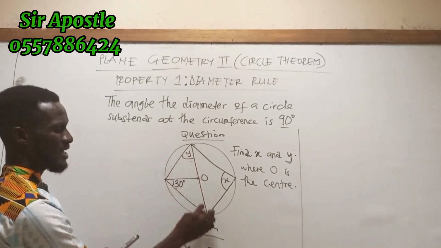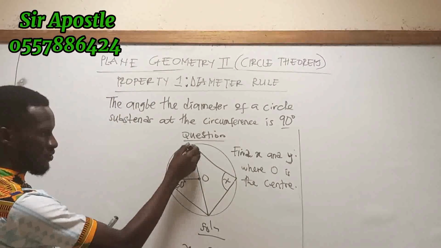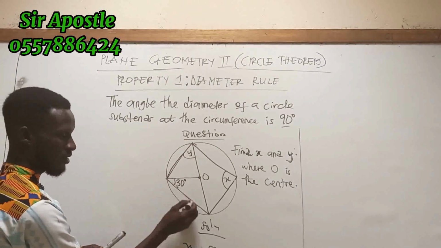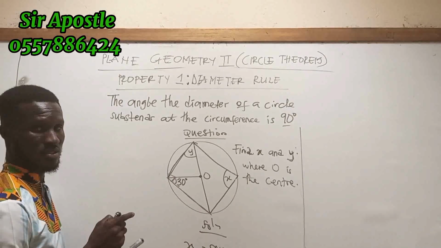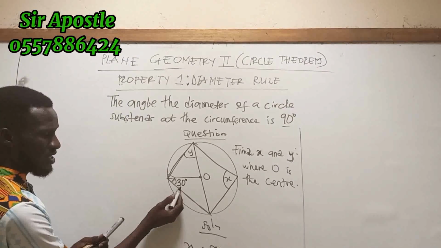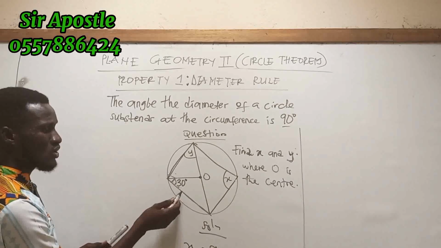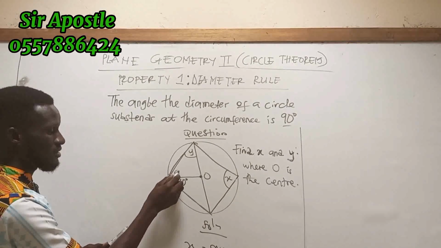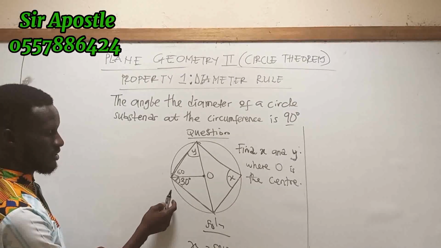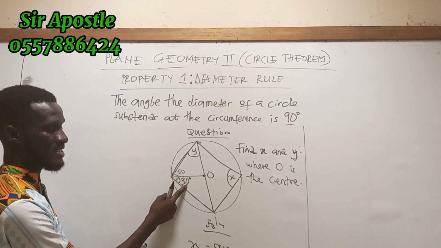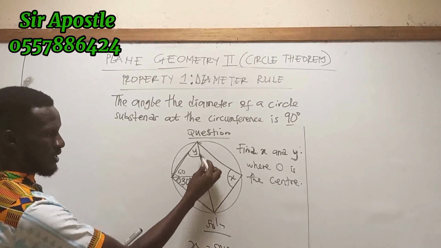Now, this diameter is not forming only one angle. It's also forming an angle here. So this is the angle the diameter is forming. So here is supposed to be 90 degrees. So what does it mean? If here is 90, then here plus here is supposed to give us 90. Then automatically here will be 60 degrees, because 60 plus 30 will give us 90. Right? Yes. Then how are you going to get y?